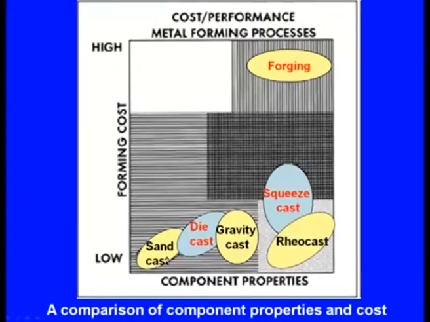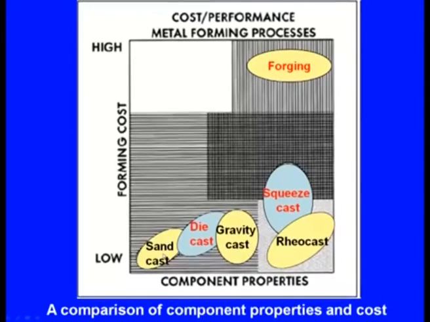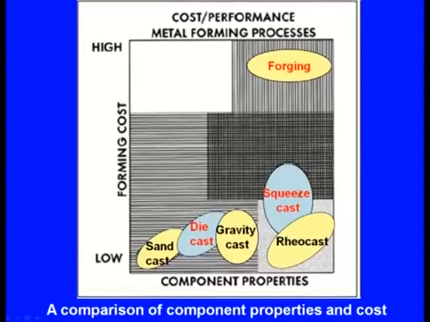In the case of the sand casting, the properties are poor and the cost is also very low. In the case of the die casting, the properties are better compared to the sand casting, but the cost is a little higher. Gravity die casting, the properties are better than die casting and the cost is almost the same, and in the case of rheocasting, the properties are significantly improved and the cost is almost the same. But in the case of the squeeze casting, we can see here the properties are fairly improved, but the cost is a little higher than the sand casting and other casting processes.